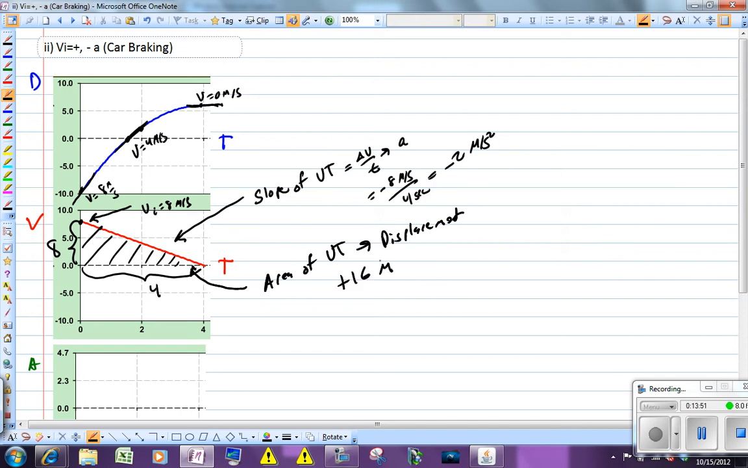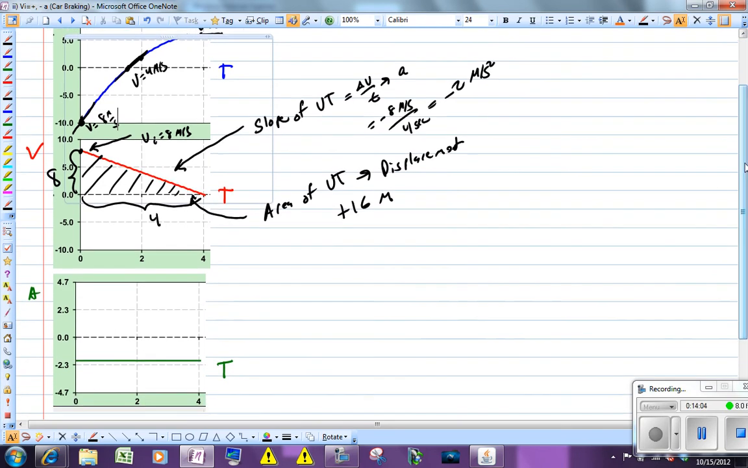Notice when you go from -10 to +6, that is a displacement of +16 meters. So these match. Last thing I want to show you is that when you look at the acceleration versus time graph, you're going to get a constant acceleration, and that constant acceleration in this case is going to be -2 meters per second per second.